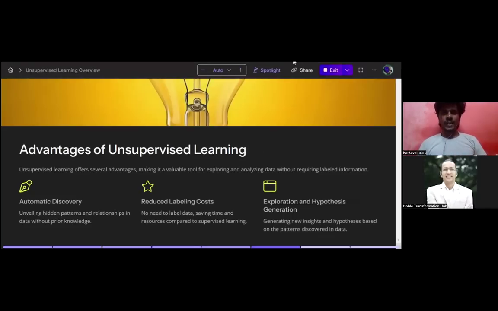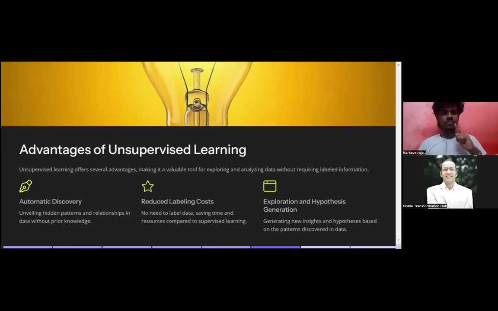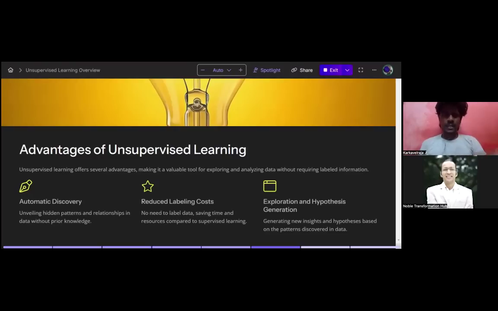First is automatic discovery: unveiling hidden patterns and relationships in data without prior knowledge, because the model itself learns without any labels. That is what makes it automatic discovery. Then reduced labeling cost: no need to label the data, it saves time and resources compared to supervised learning. When it is supervised learning, you need to create data and you need to create a label for it. Whereas for unsupervised learning, you just need to create data, no label. The model itself creates a label for it.